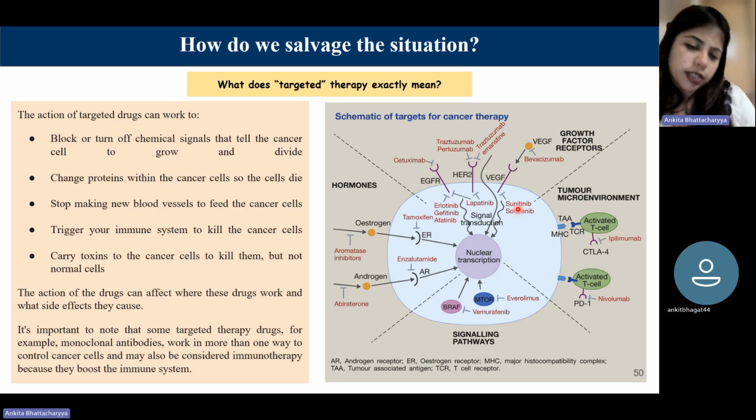For hormones, we have already discussed, pretty much the same thing is being followed. For the tumor microenvironment, you can see that there are certain types of drugs which help in dissociation of the activated T cell, and then it can do its basic job.